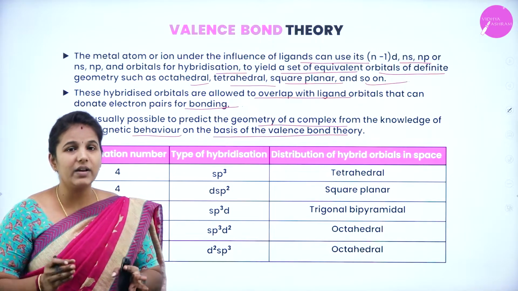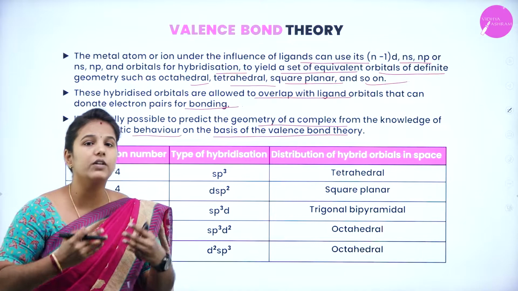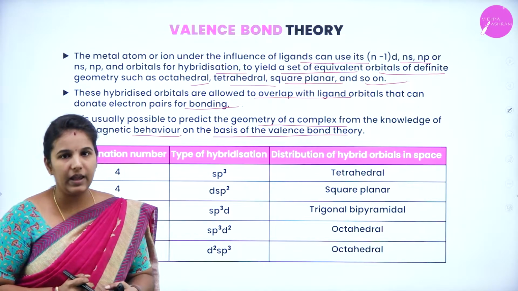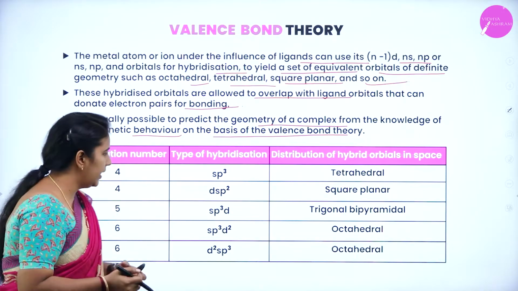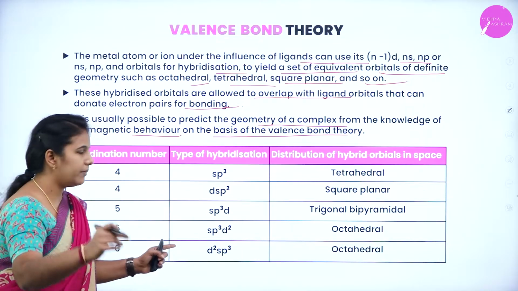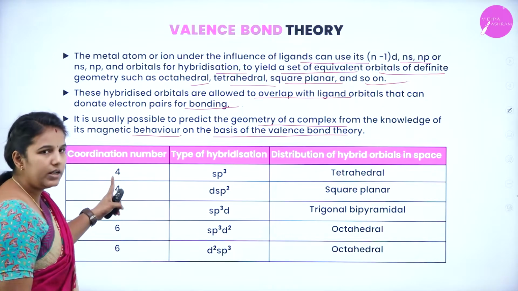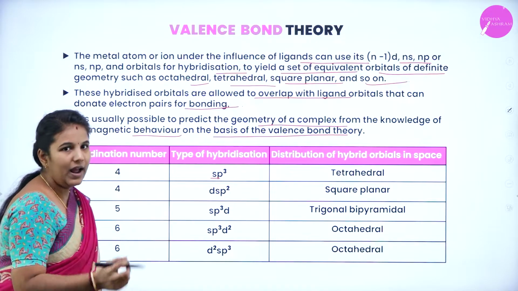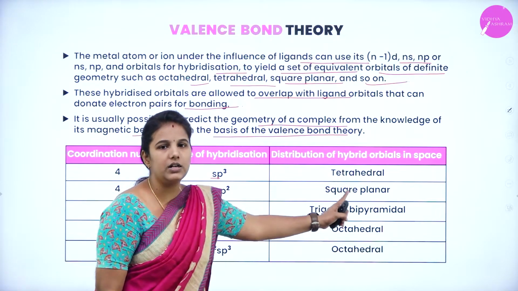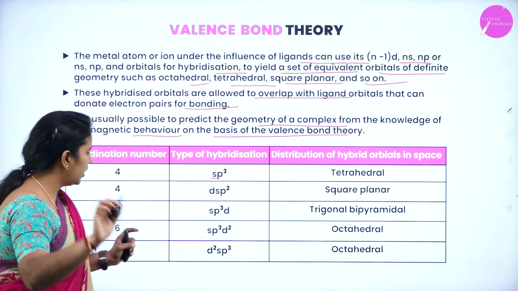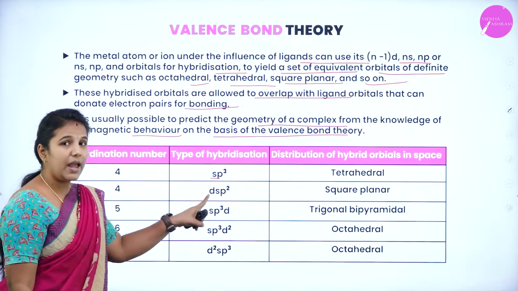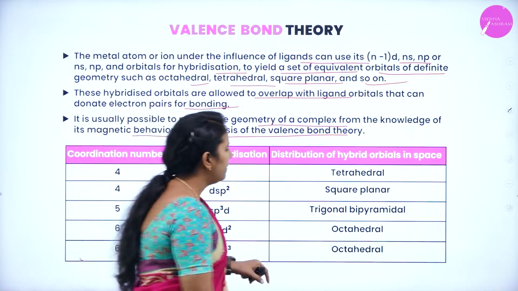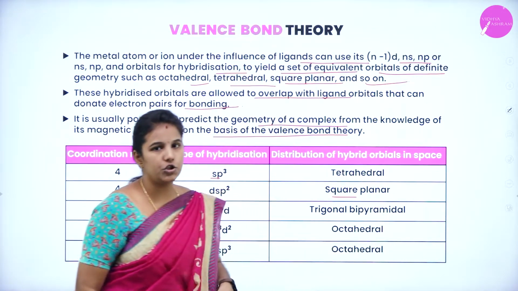By studying that, we can easily say what the geometry of those complexes is, and we can easily predict their magnetic behavior. So they have given a chart here to understand how the hybridization takes place. If the coordination number is 4, then the type of hybridization will be sp3 and it gives rise to tetrahedral geometry. If the coordination number is 4, the hybridization can also be dsp2, and it gives rise to square planar geometry.